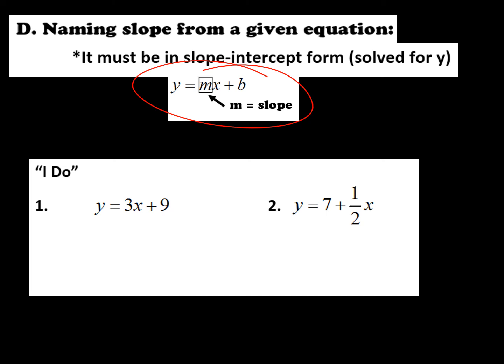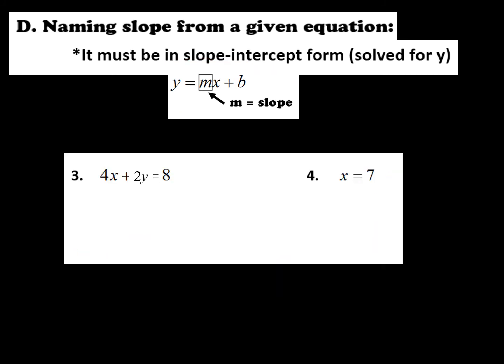So we just want to pick out the slope here, so we're making sure it's in that format. Notice that it is the number with the x. So on number 1 here, y equals 3x plus 9, that 3 is with the x, so my slope is 3. On number 2, y equals 7 plus 1/2 x. They switch the order here. My 1/2 is with the x, so my slope is 1/2.